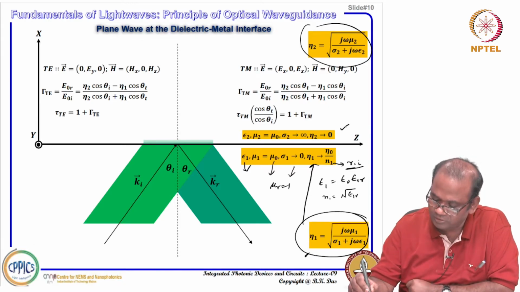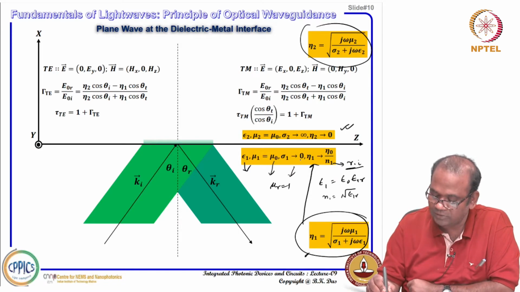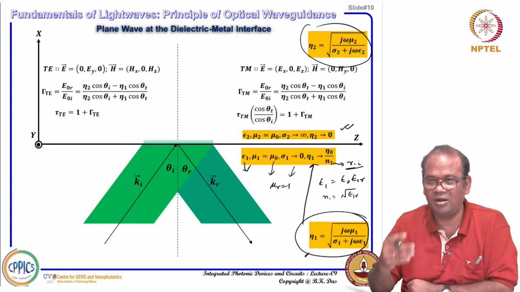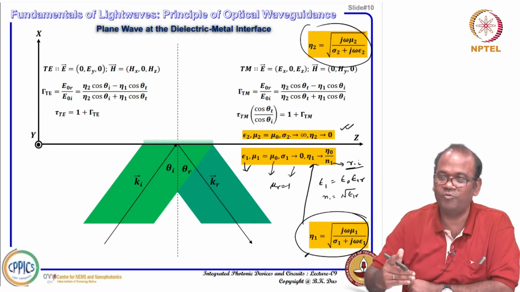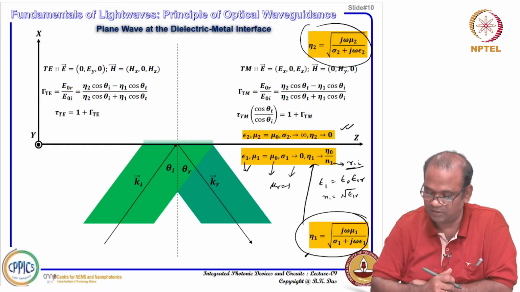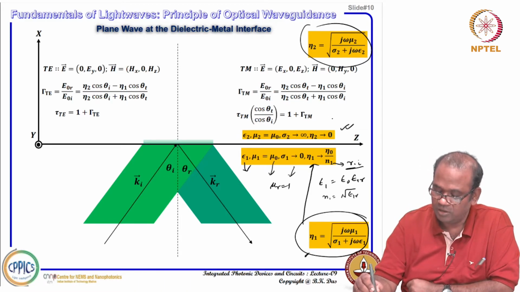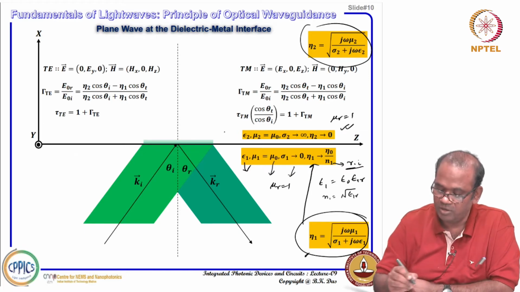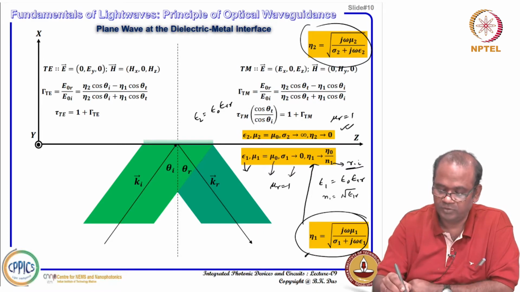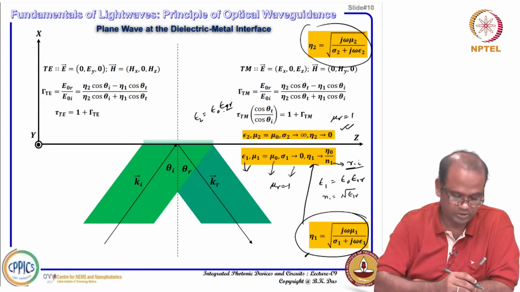And medium 2 is completely different. Instead of sigma 1 tending to 0, we consider sigma 2 tending to infinity, a very large value, high conductivity. It is a metal. That means I am considering medium 1 as a dielectric and medium 2 as a metal. And also non-magnetic, as metals are mostly non-magnetic. So mu 2 equal to mu 0, mu r is 1, and epsilon 2 we can again write as epsilon 0 epsilon 2r. Fine. So far so good.